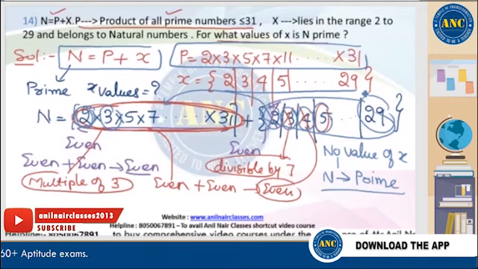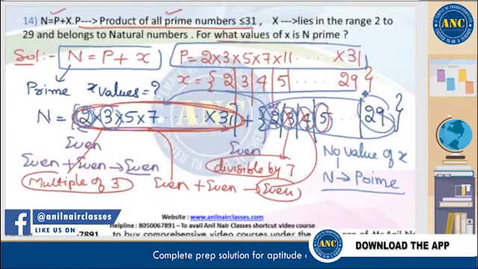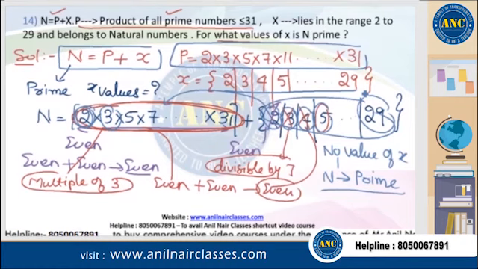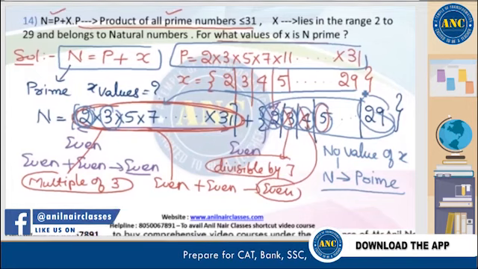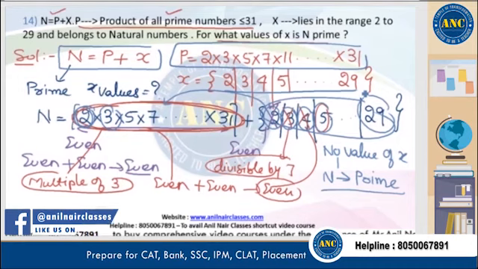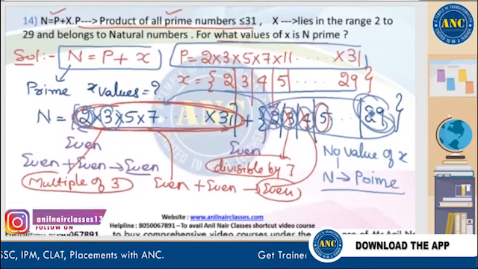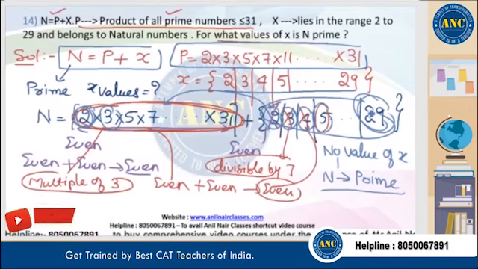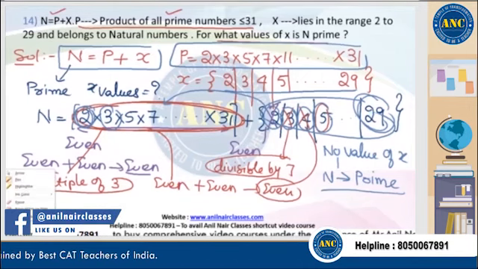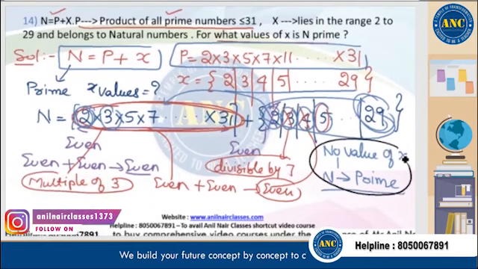2 into 3 into 5 into 7, this is divisible by 3. Plus 3, if I take 3, is also divisible by 3. If I add any two numbers which are divisible by 3, the answer will be divisible by 3. There cannot be any number other than 3 which is divisible by 3 and is a prime number. And the process continues. If X is 29, 29 into something is P. If I add two numbers which are divisible by 29, the answer will be divisible by 29. The answer is, there exists no value of X which makes N a prime number.